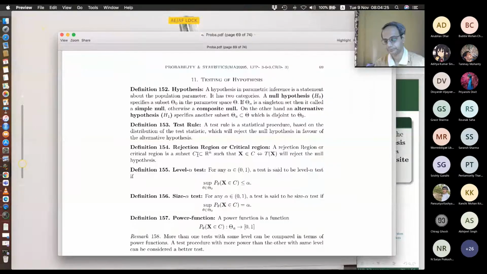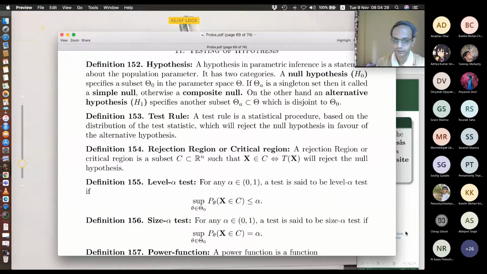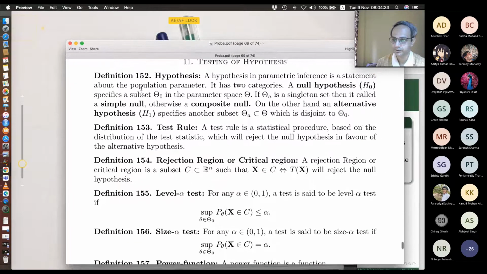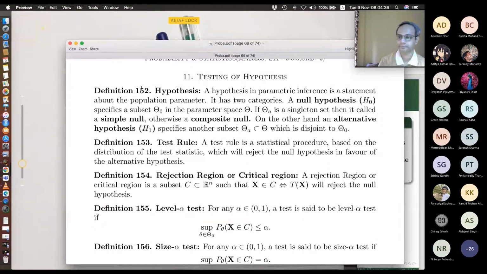So today we are going to study a topic which is another aspect of statistical inference, and this is known as the testing of hypothesis. So hypothesis, this term, I hope you have heard in many contexts, but when we say statistical hypothesis, we need to maintain certain things mathematically.